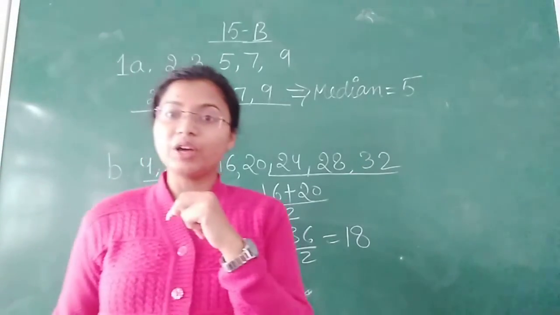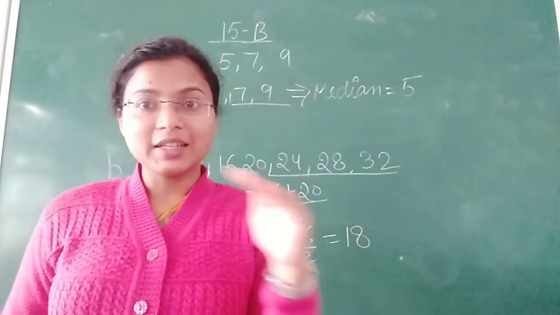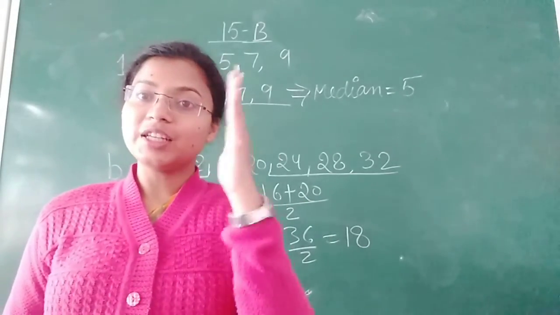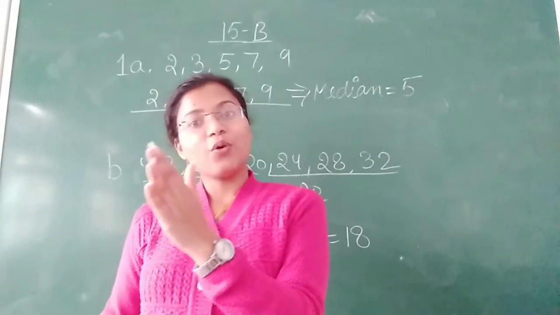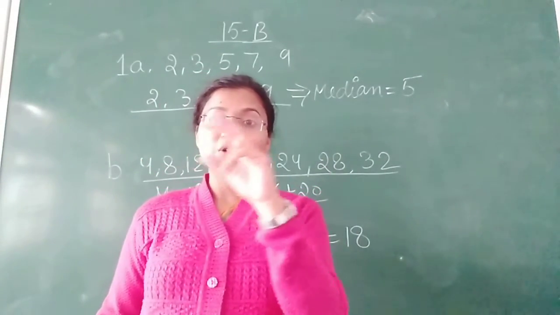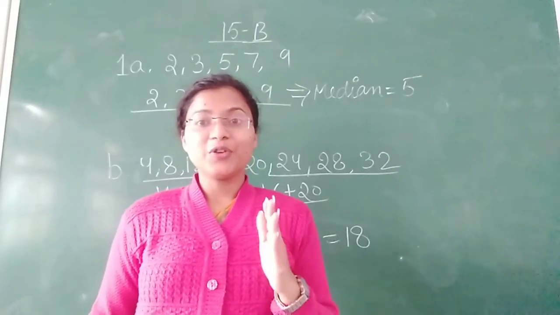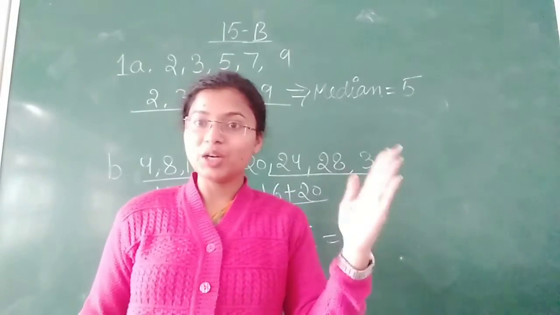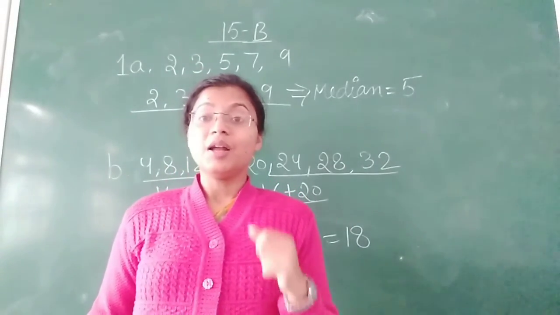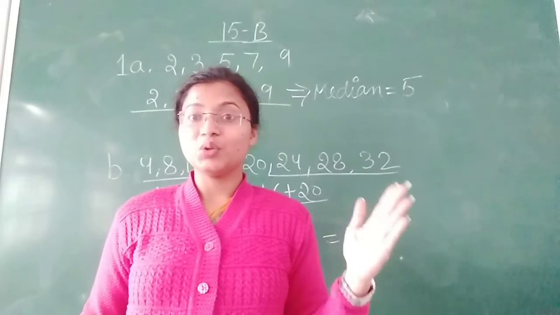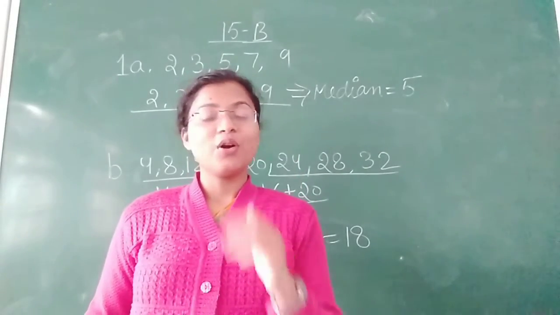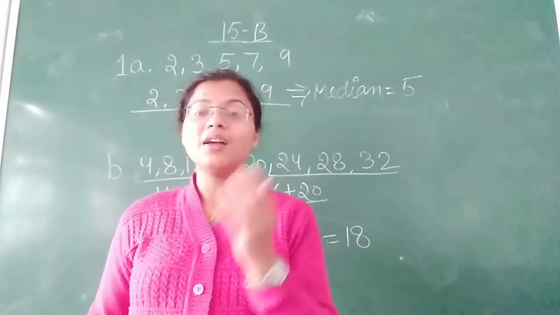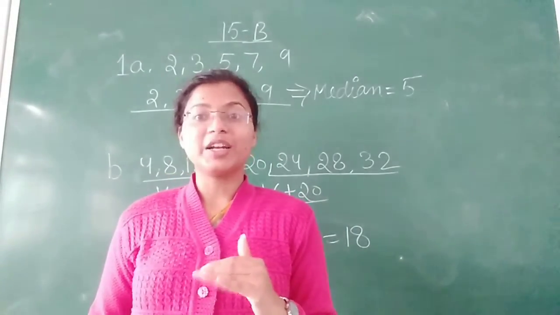So first step, what you have to do? You have to check whether your series is arranged in ascending order or descending order. If your series is already arranged, then the next step will be counting your total numbers. If you are having total odd numbers, then by dividing them equally, you will directly get a median. But if you are having even numbers, you will get more than one median. So divide them equally. After that, whatever numbers you are getting in between, add them and divide by 2. You will get your median.